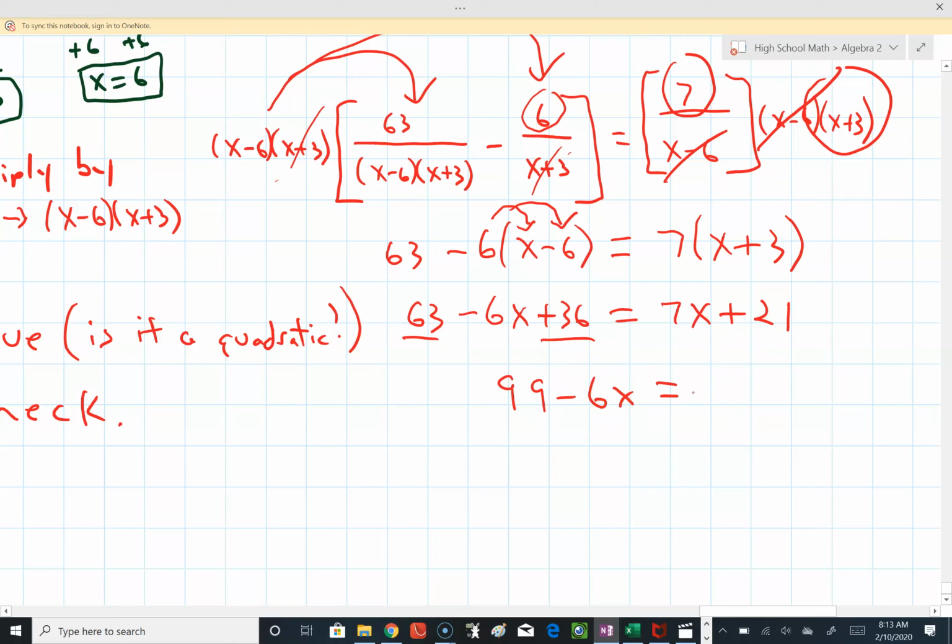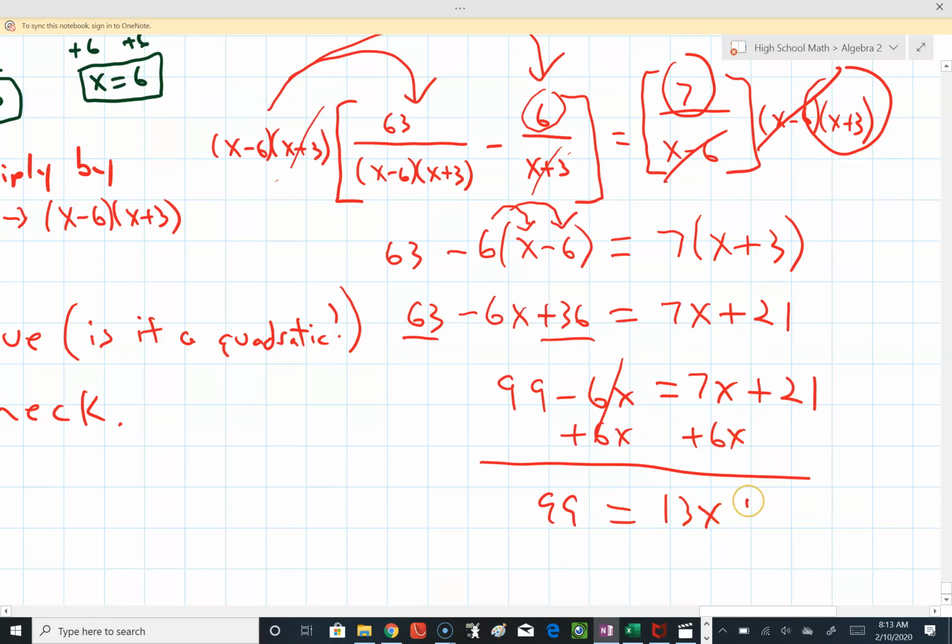Now we have variables on both sides. Any of you knuckleheads remember what we do when there's variables on both sides? Good. Got to get them together on one side. We got to do that by eliminating one of them. I'm just going to eliminate this minus 6x by adding 6x. Think additive inverse. Doesn't matter which way you go with it. That cancels, leaving 99 on the left, and 21 plus 13x on the right.